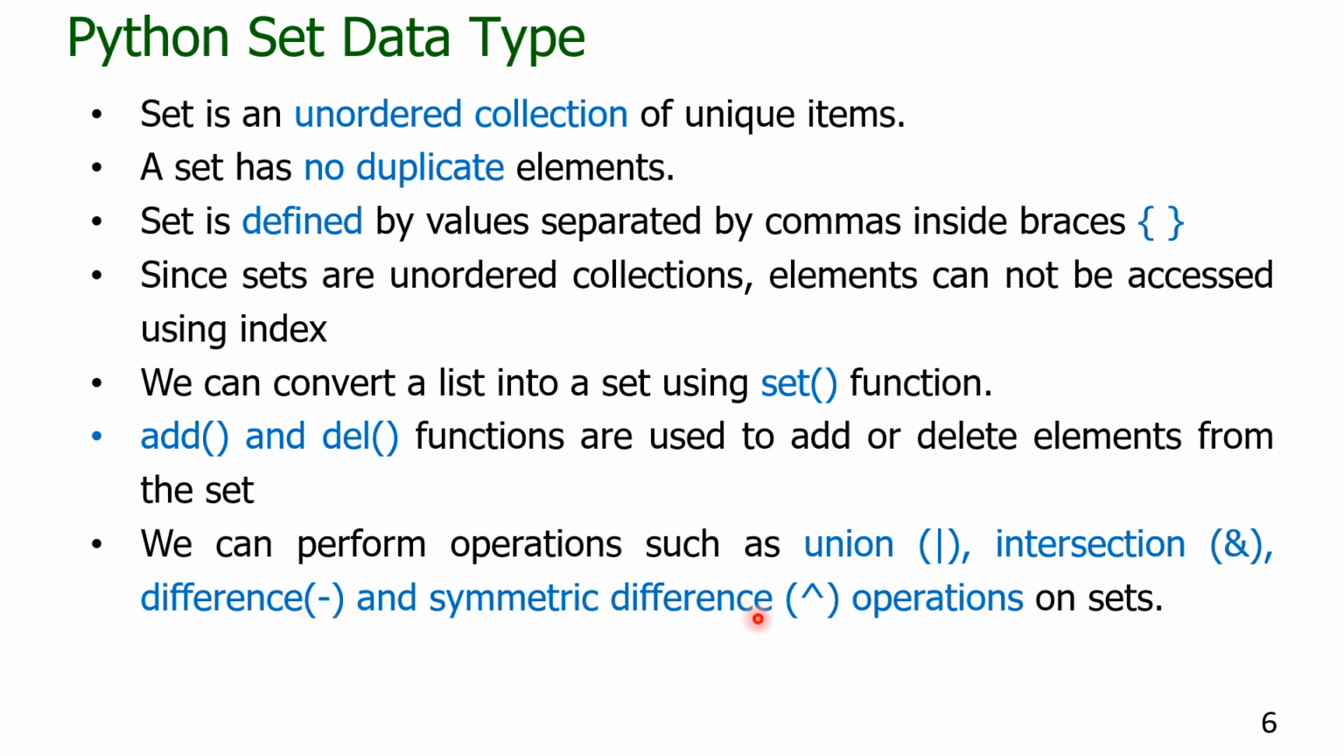Symmetric difference is going to return the elements that are present in A and not present in B, as well as the elements that are present in B and not present in A. So it is a union of the A minus B and B minus A operations. That is why it is called symmetric difference.